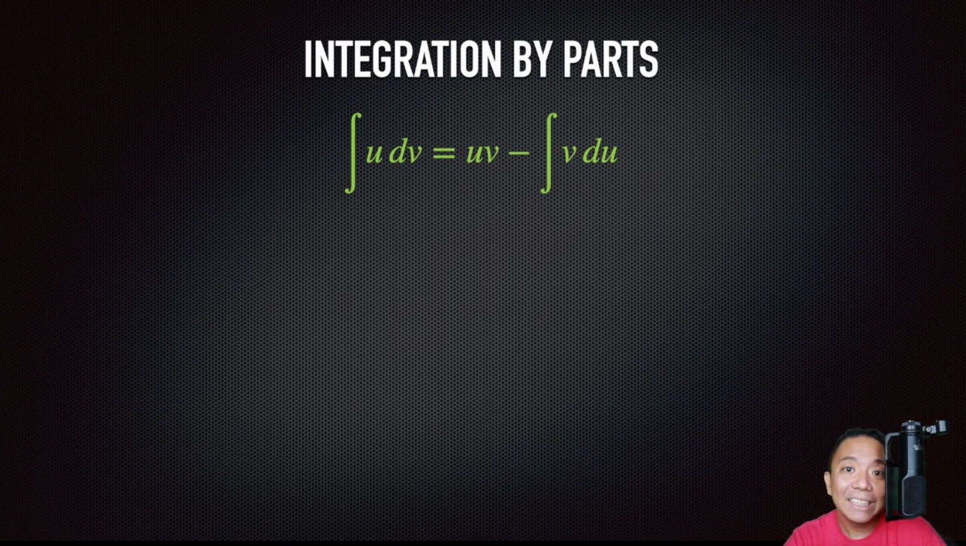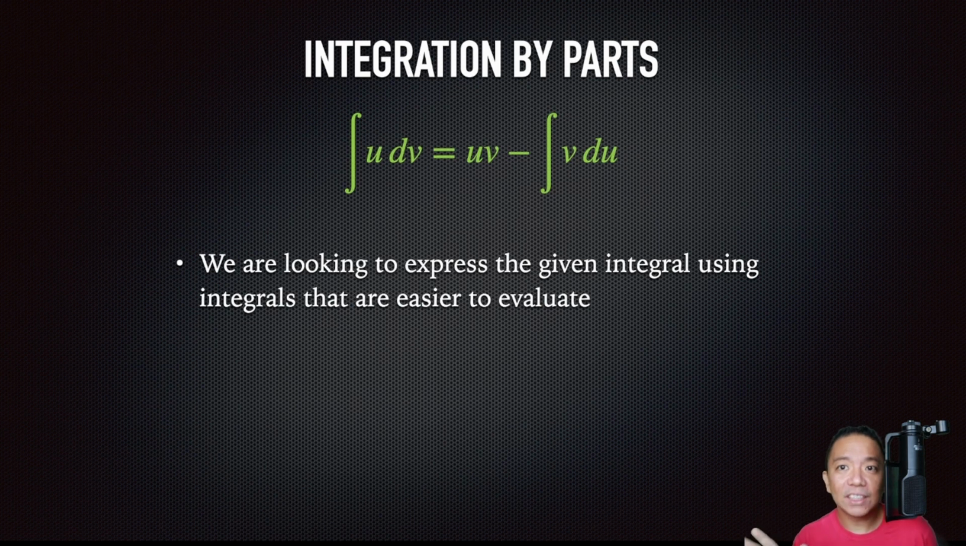So ang mga magiging given natin ay in the form na nasa left, yung integral of u times dv. The challenge here is to be able to break apart yung given sa atin na expression into two parts, isang u, isang dv. Now, the whole idea of doing this integration by parts is that we are given usually a complicated integral. And our goal is to express that given integral into another integral na mas madaling ma-evaluate.